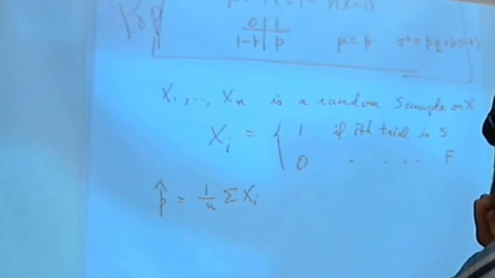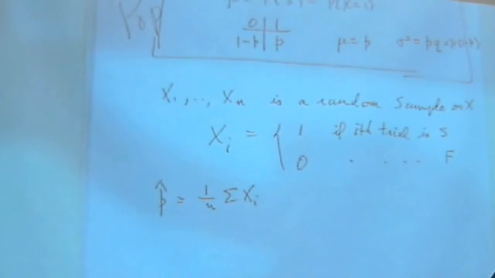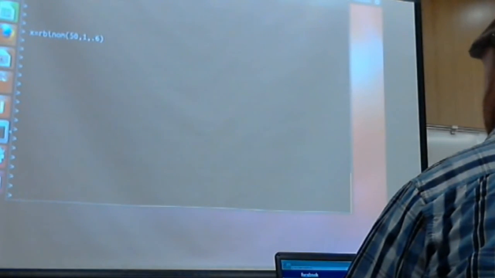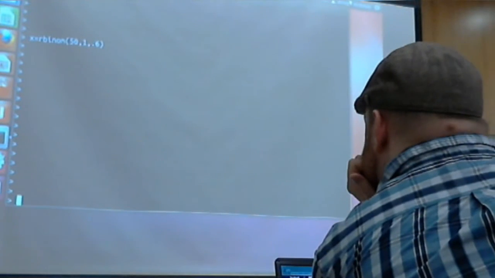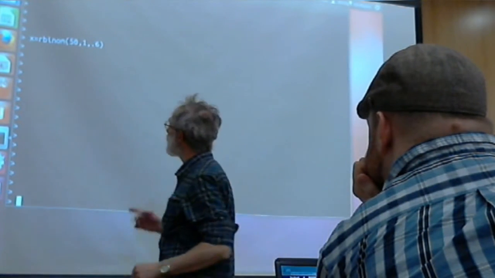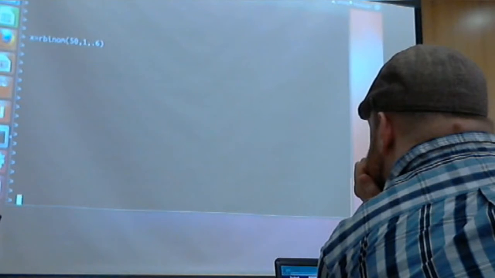Here's a sample of size 50. So I'm going to generate this. It's from a binomial model. I want 50 items, and it's renewed, okay? And the probability of success is 0.6.